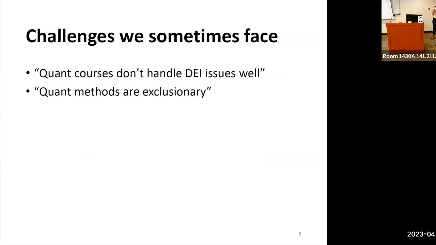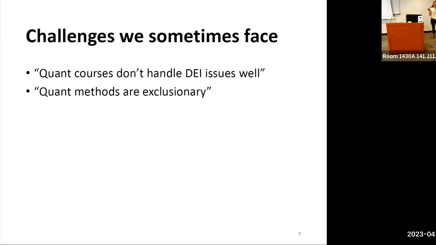So the first revamp that I did around 5 years ago was designed to tackle questions that I think many instructors across different universities and departments, and at different undergrad versus master's versus graduate levels, face. Sometimes the criticism is that quant courses don't handle issues of diversity, equity, and inclusion well. The qualitative or theory instructors do a great job of that, but the data-oriented instructors don't do a good job. Something you sometimes hear.